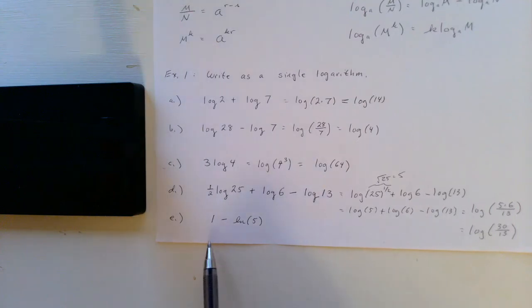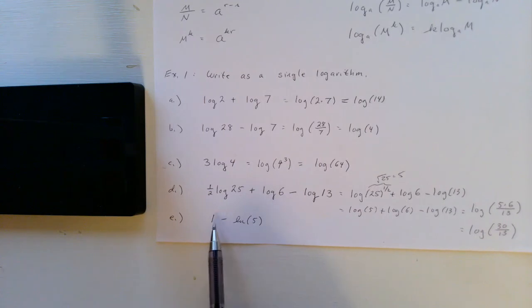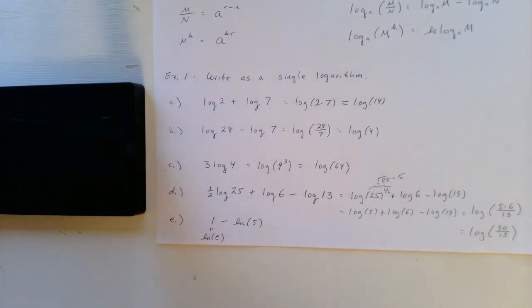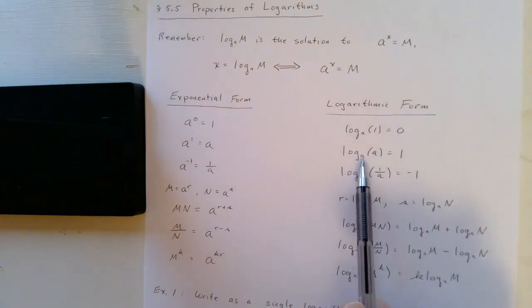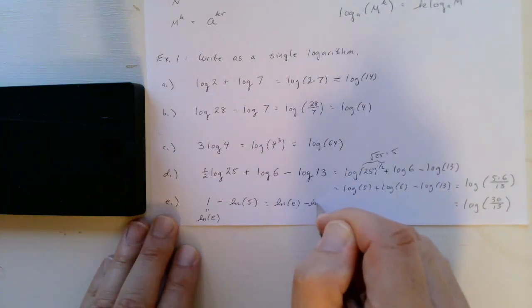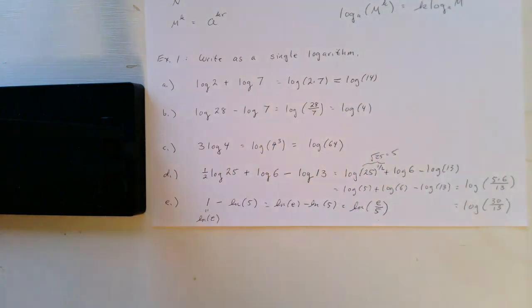And then finally, we have 1 minus the natural log of 5. How could we possibly write this as a single natural log? Well, 1, of course, is the natural log of e. That is a direct consequence of this, where when you take a case where a equals e, the natural log of e is 1. So this is the natural log of e minus the natural log of 5, which is the natural log of e divided by 5. So you can do it that way.